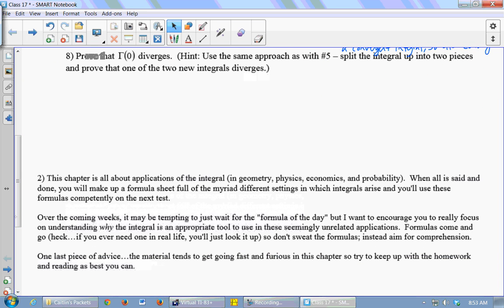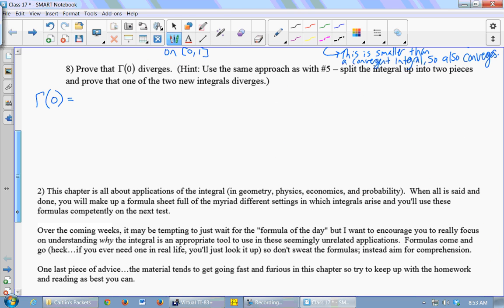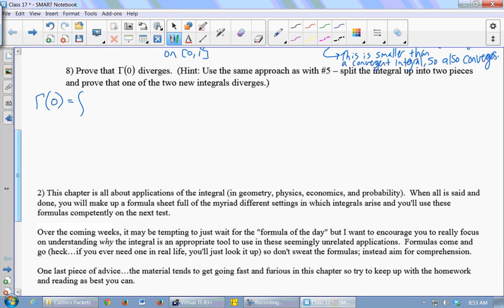All right, so let's look at number 8. Number 8 is the really tricky one, so I'm pretty much just going to tell you how to do it. Gamma of 0. We want to prove that it diverges. So I'm going to go back to my original gamma function. I'm replacing this x with a 0, which means you have to replace that x with a 0. Just plug in a 0. So we end up with the integral from 0 to infinity of e to the negative t times t to the negative 1 dt. Same approach as the last one.